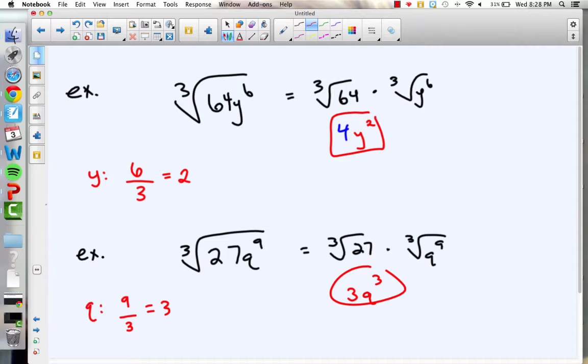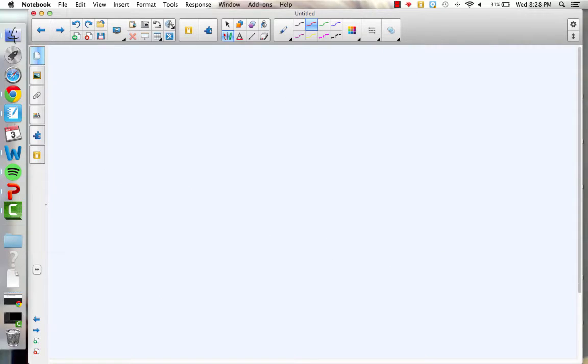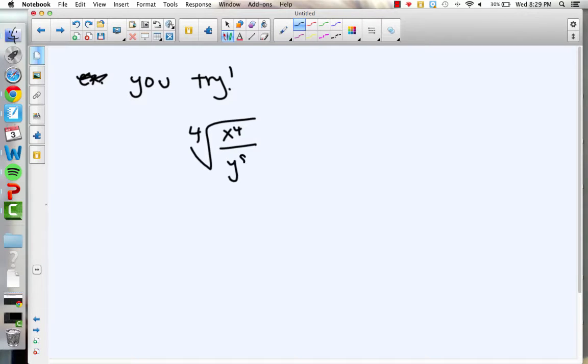Let's try just a few more examples. I want you guys to be comfortable with these because these can be kind of tough. I want you to try the 4th root of x to the 4th over y to the 8th. So press the pause button and try that out.